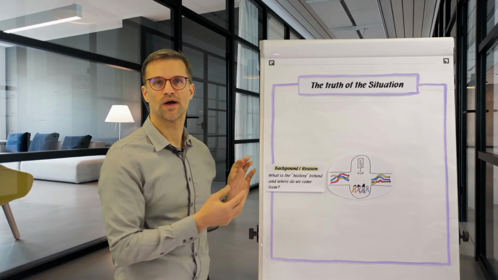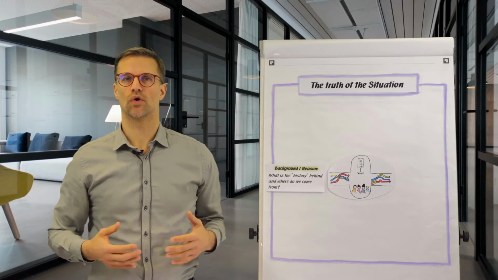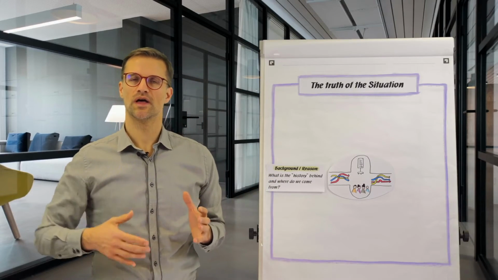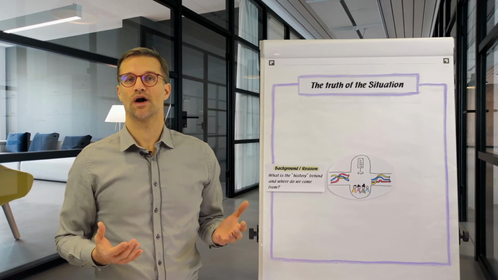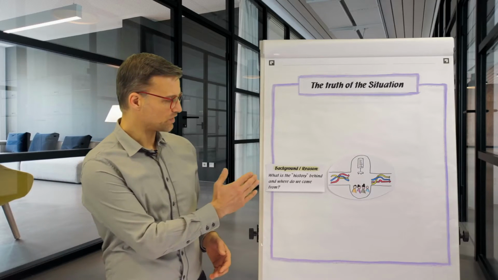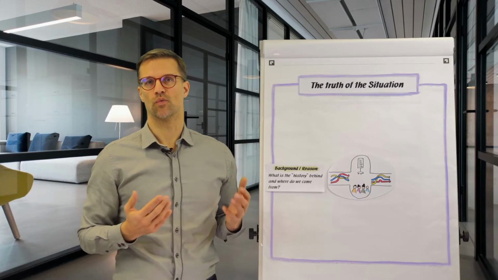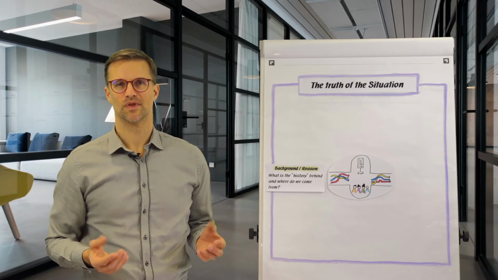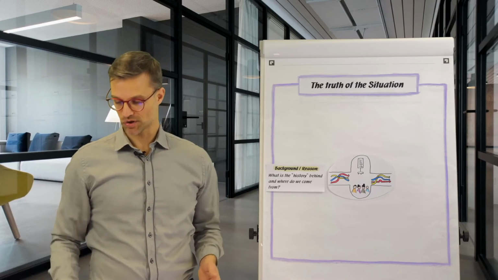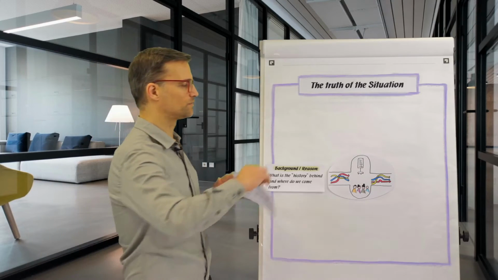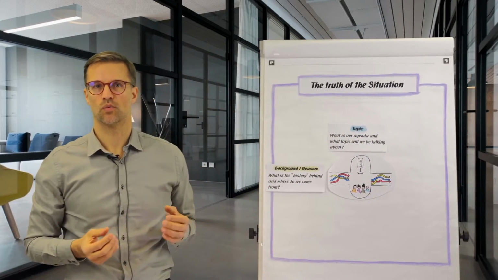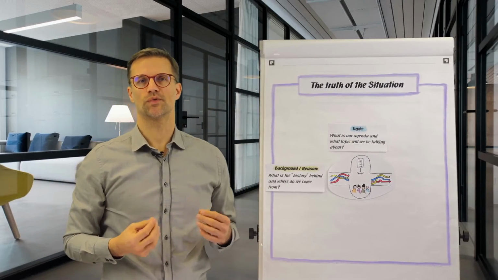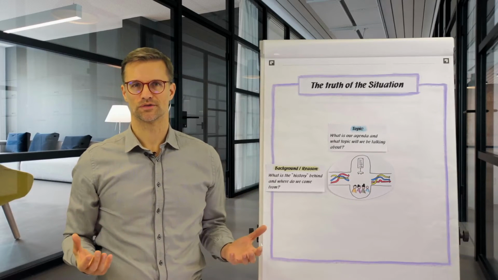This part describes the history of the situation, or in other words, what has happened up until today and why are we here today. This part answers the question, what is the history behind and where do we come from? The second part is called topic of the situation, which means what is our agenda and what topic will we be talking about.